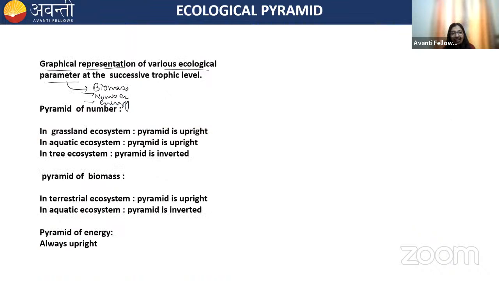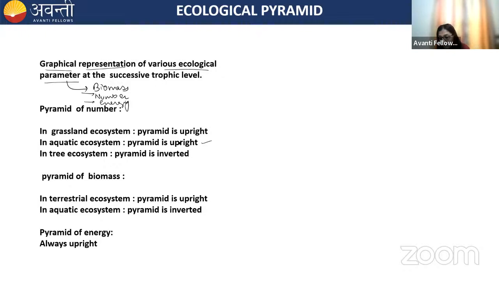And in the aquatic ecosystem, the pyramid is also upright because there will be phytoplanktons which are larger in number. Phytoplanktons will be eaten by the zooplanktons, which are fewer in number as compared to phytoplanktons. The zooplanktons will be eaten by the small fishes, then large fishes, right? So the pyramid of number in the aquatic ecosystem is also upright.